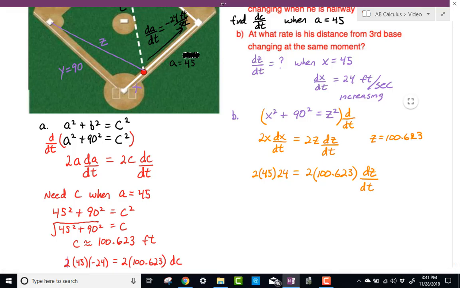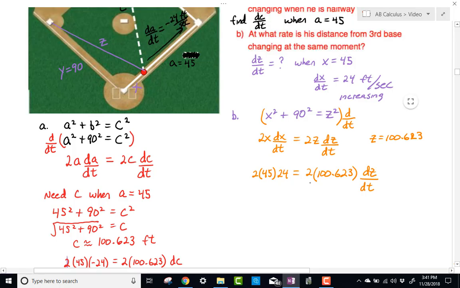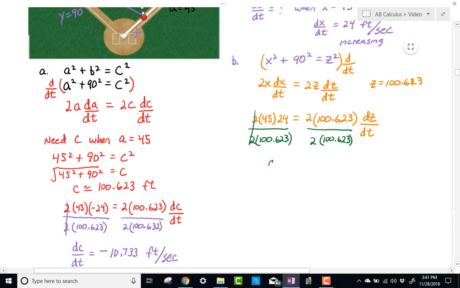I'm going to take and divide both sides of this by 2 times this value again. So 2 times 100.623. Divide this side by 2 times 100.623. The 2's are going to cancel off again, and guess what? It turns out the dz dt is equal to positive 10.733 feet per second. Why are they the same?